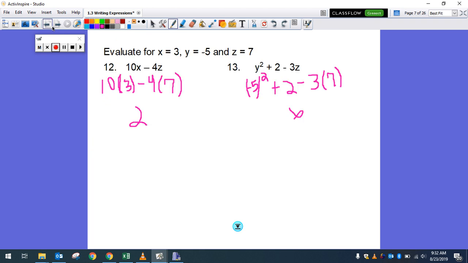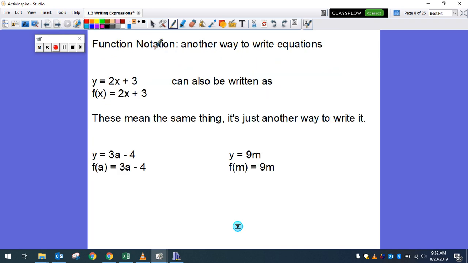Okay, so function notation, this is another way to write equations. Function notation is just another way to write equations. So this is how we've normally seen equations. Y equals 2x plus 3. It can also be written as, instead of a y, we use f and a parentheses and an x. This is called function notation. This part right here is what makes it function notation.